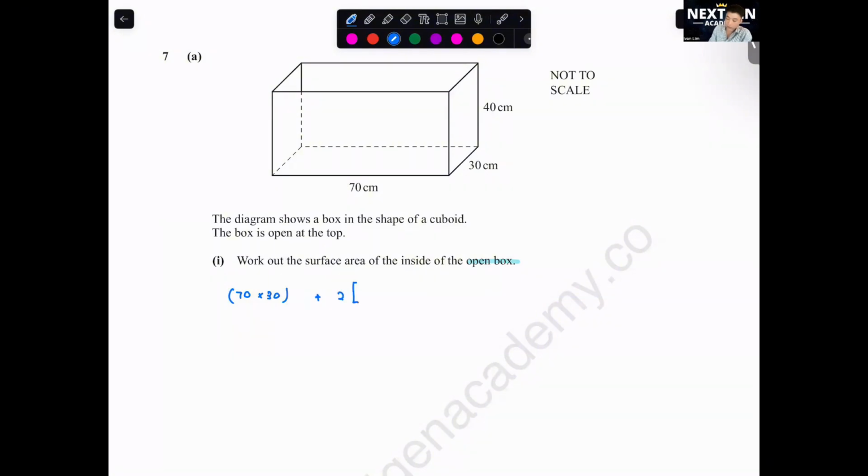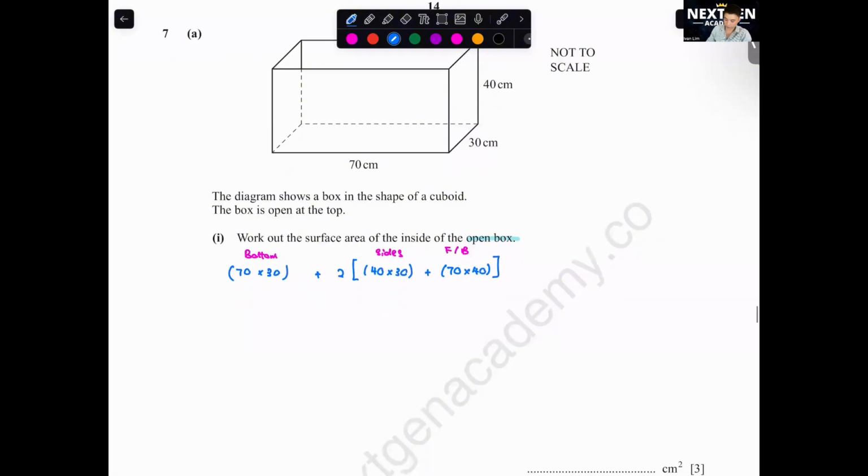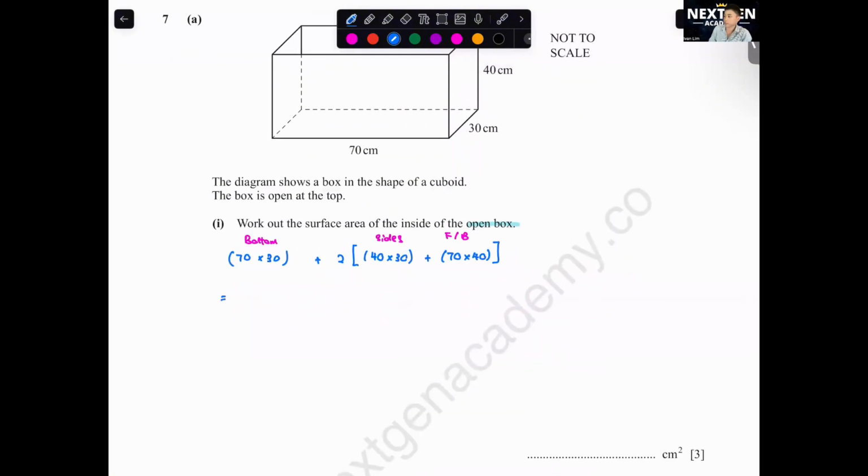Okay, the side, 40 times 30. Then one more, the front and the back, which is 70 times 40. Okay, 70 times 40. This is the bottom. This is the front. Okay, sorry, this will be the side. Then front and back. Add it all up together. If you want to break it down, also can, but not necessary.